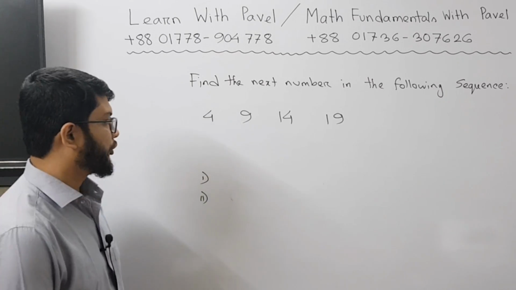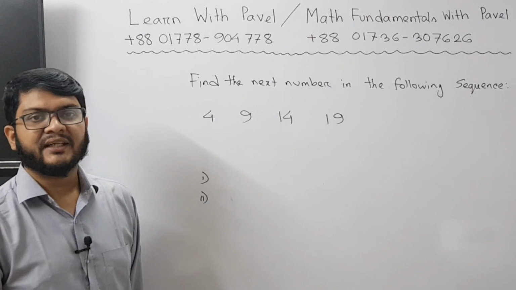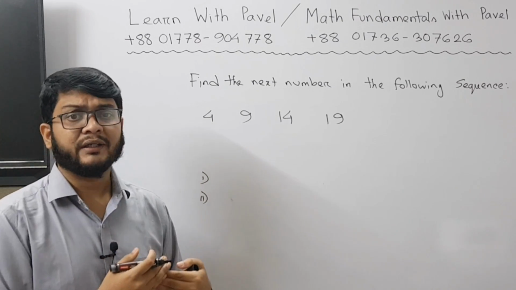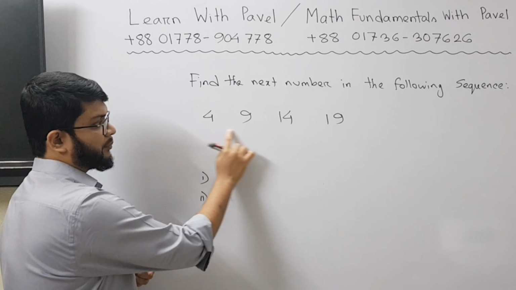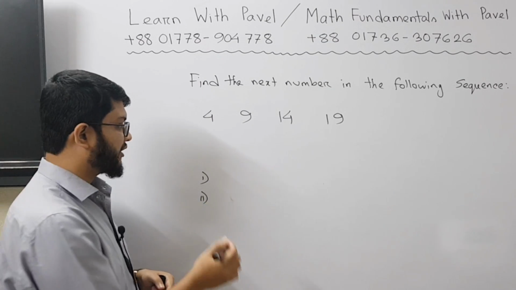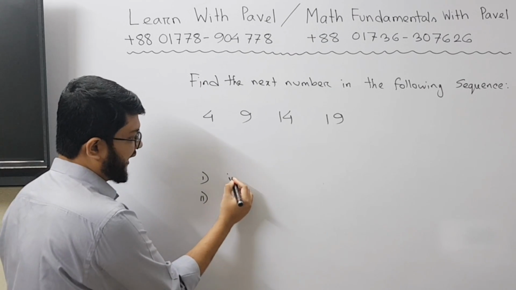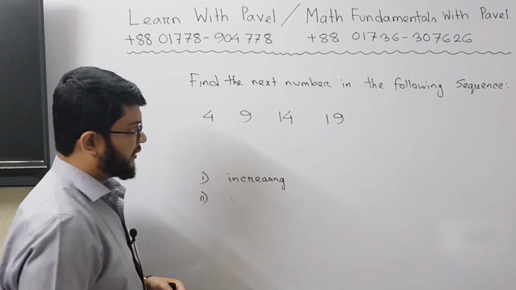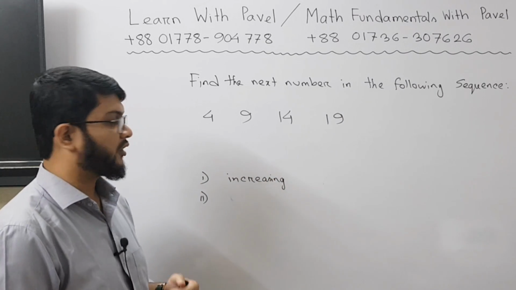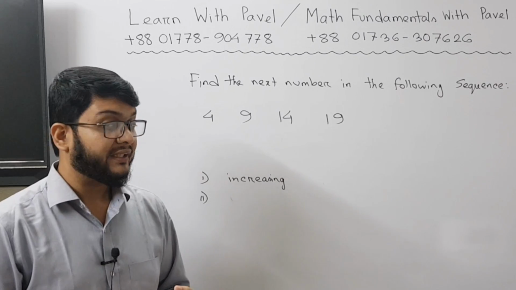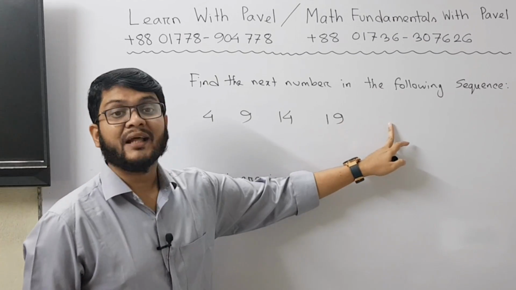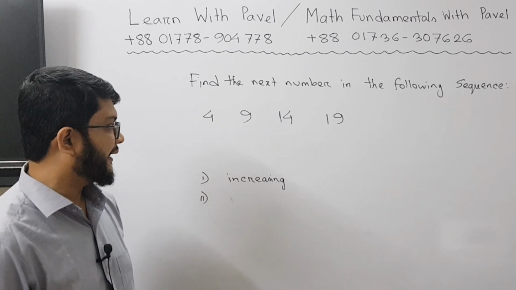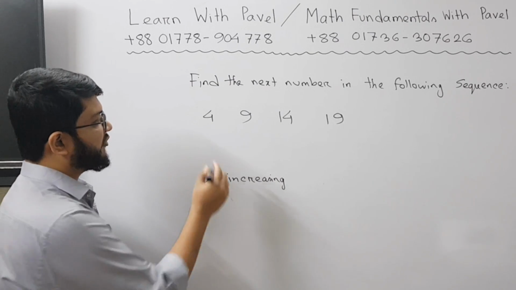So what is happening here? Like I said earlier, the first thing you need to observe is whether the numbers are increasing or decreasing. The numbers are increasing, you can see, right? So at first you have to decide this is an increasing sequence, or we can say the numbers are in increasing order. So the first thing you can decide is that the next number should be greater than 19, that means more than 19. The second thing is that you can find out the difference.